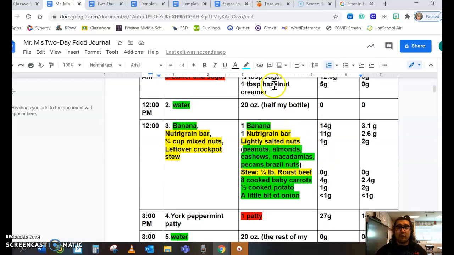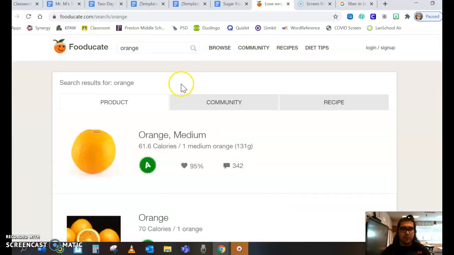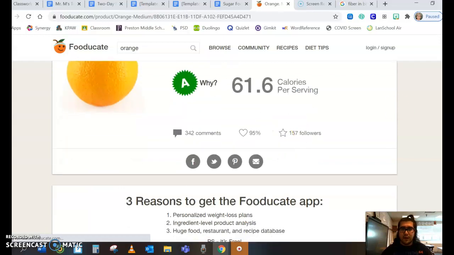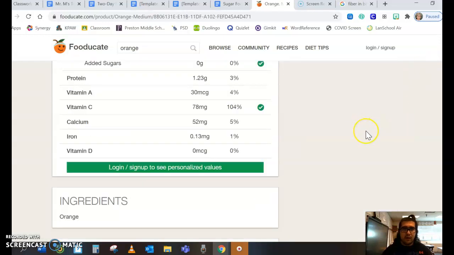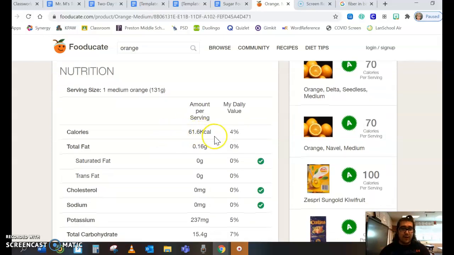And a great resource, I forgot to mention this, a great resource would be fooducate.com. It's a play on words of food and educate. You can look up basically anything in here. So you can look up, let's say, an orange. It'll have oranges in here. A medium-sized orange is going to be about 61 calories. And then you'll scroll down, and you'll see here, there's going to be the nutrition facts label. So one medium-sized orange is going to have that many calories.